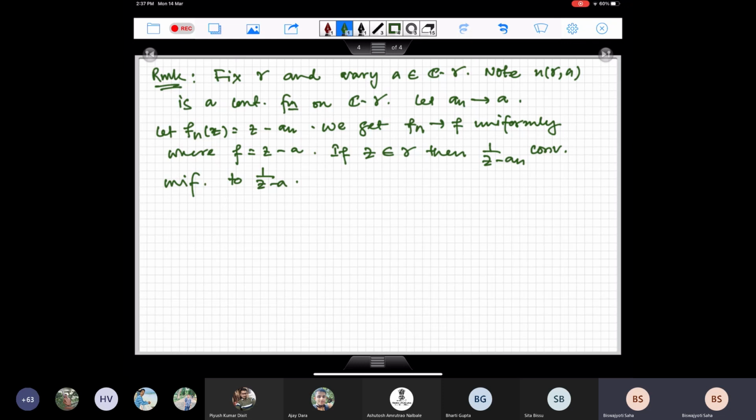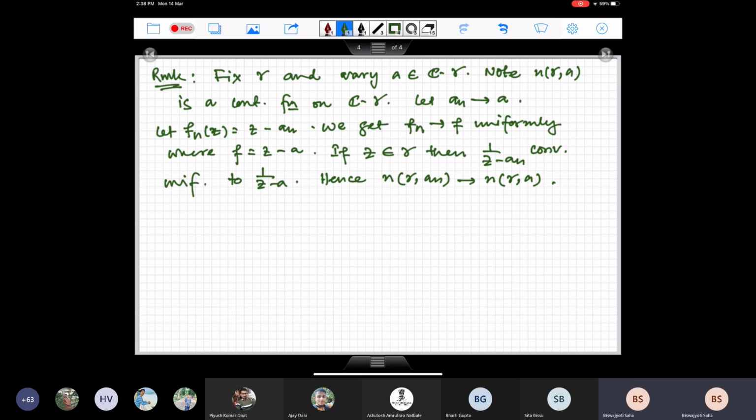So therefore this 1 minus 1 over z minus an, this will make sense, and this will converge uniformly to 1 by z minus a. And once I have this kind of uniform convergence, the limit and integral can interchange. So hence n gamma an converges to n gamma a. Okay. So once I have uniform convergence, I will get this.